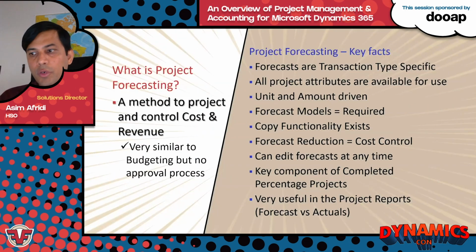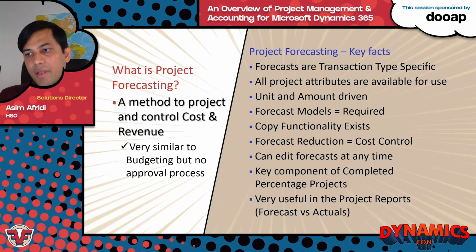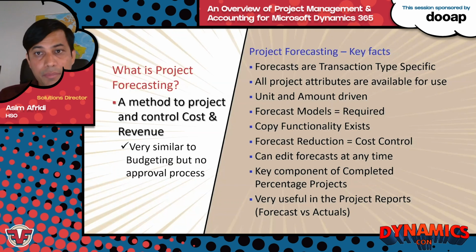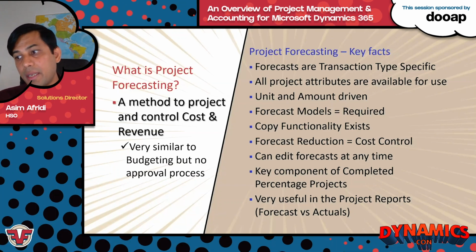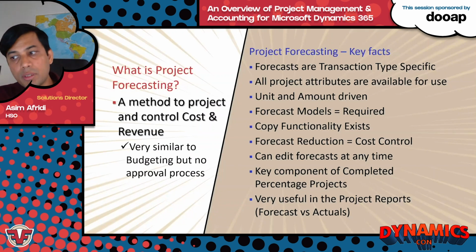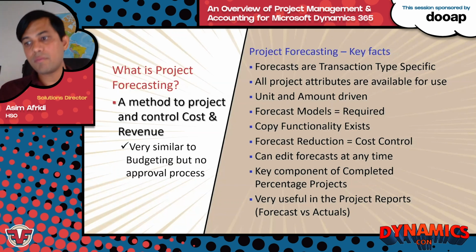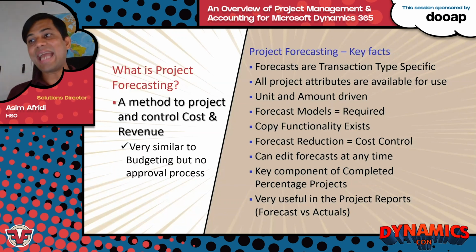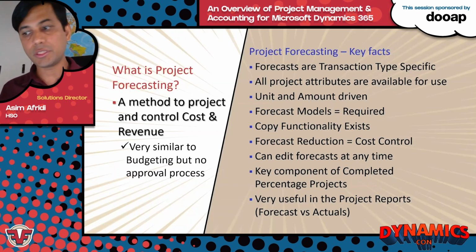Features and facts about the forecast. When you are using the project forecast, you can enter forecast transactions in forecast forms for each transaction type. Every attribute that is available for an actual transaction can be used for a forecast transaction, for example line profitability, line attributes, workers, and descriptions. Project forecast transactions are based on units and amounts, so they are driven by unit and amount. Each project forecast must be associated with a forecast model. A forecast model, which is created in the forecast model form, acts as a container for the forecast transactions.